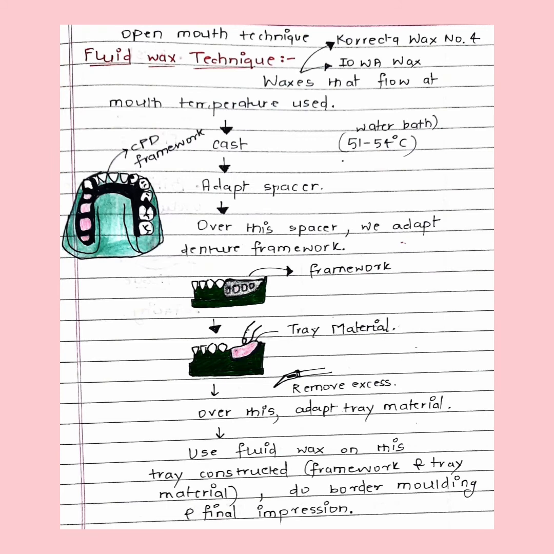Then we have the fluid wax technique. We use waxes that flow at mouth temperature, Correcta wax number 4 and Iowa wax. This is an open mouth technique. We have a cast and we adapt a spacer on it. Over this spacer, we adapt the denture framework. On this framework, we put a tray material and remove the spacer. We use the fluid wax on this constructed tray, that is the framework and the tray material, and we do border molding and the final impression is made.